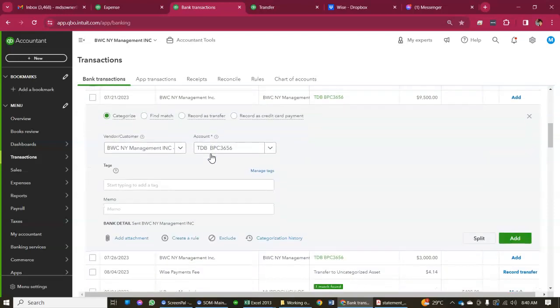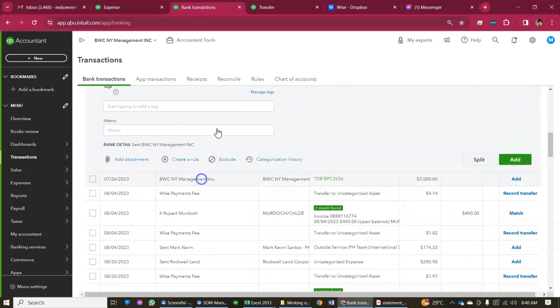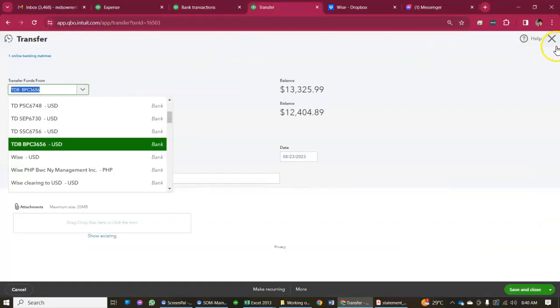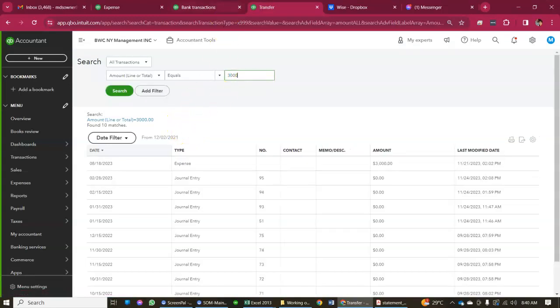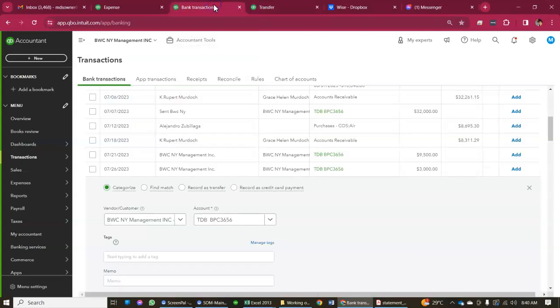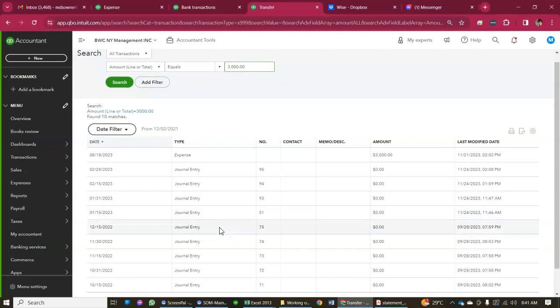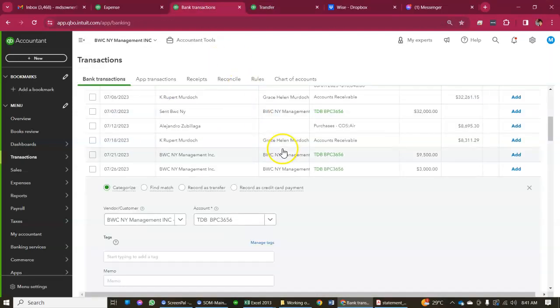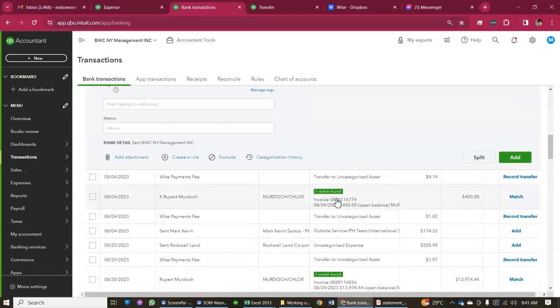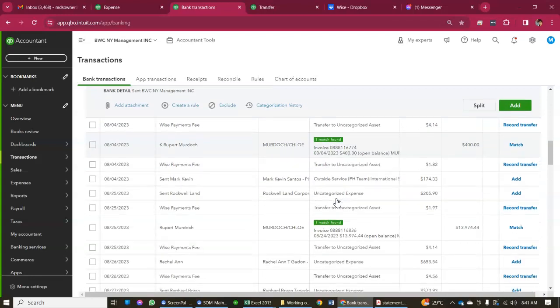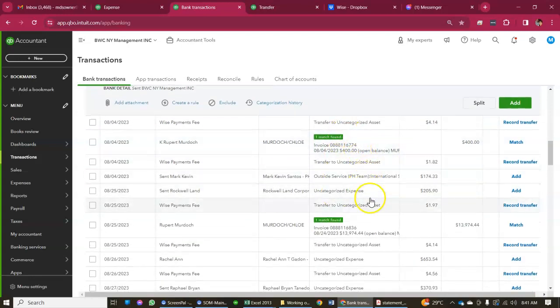Okay. So also this, try to find if there is an existing transaction like that. We are expecting that there should be on 726. So try to find 726 if there is. So there's none. So in other words, there's none for this. Okay. So just categorize it as an uncategorized asset. So you know this one, we match that.